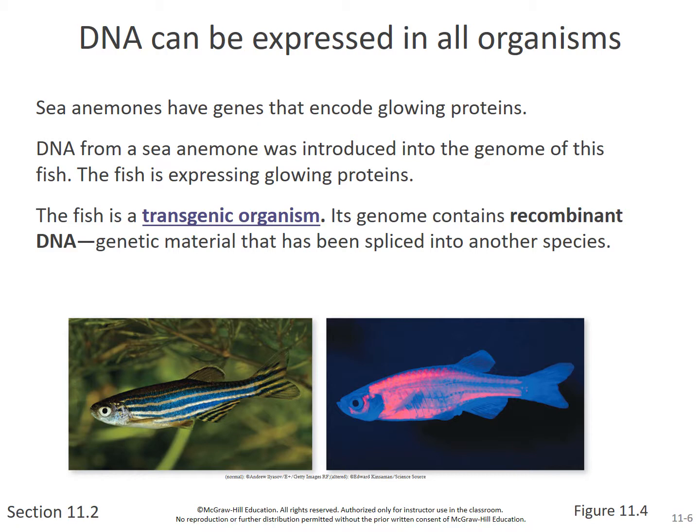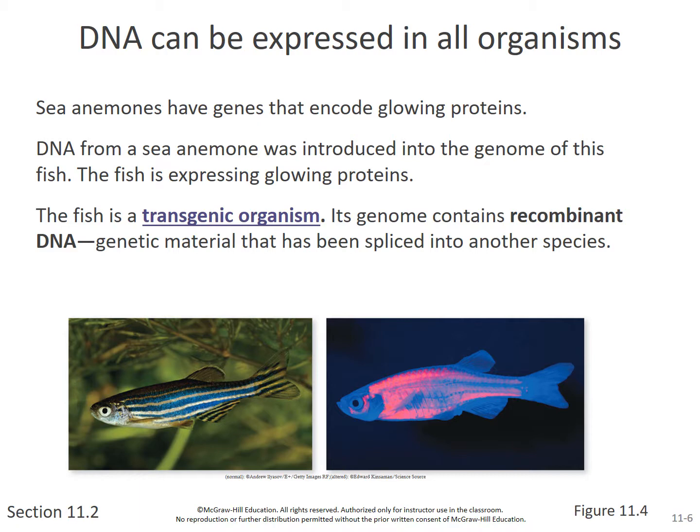sea anemones have genes that encode for glowing proteins. A sea anemone is an animal that looks like a plant. It's found in the bottom of the ocean, in coral reef areas. Clownfish kind of live in these sea anemones. The DNA from this sea anemone was introduced into the genome of this fish. The fish is now expressing the glowing proteins.